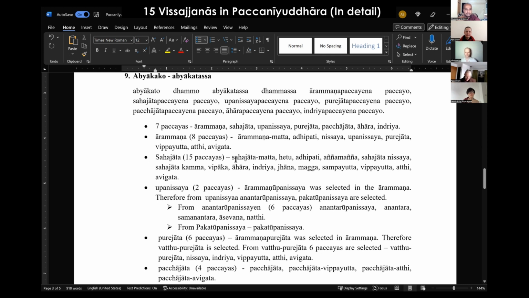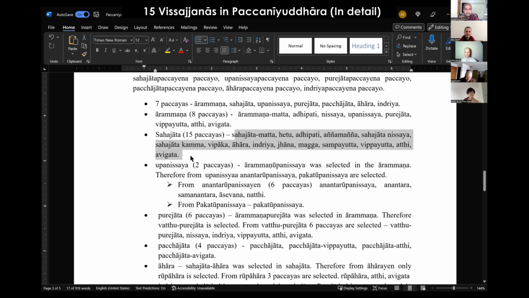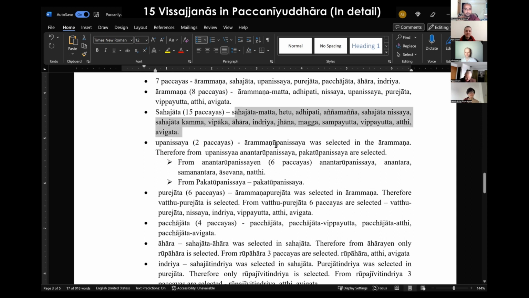And from Sahajata, all 15 Paccayas in the Sahajata group are selected. And from Upanissaye, the Ārammana Upanissaye was selected in the Ārammana. Therefore, from the Upanissaye, Anantara Upanissaye and Pakata Upanissaye are selected. From Anantara Upanissaye, 6 Paccayas are there: Anantara Upanissaye, Anantara, Samanantara, Asevana, Nathi. From Pakata Upanissaye, we have the Pakata Upanissaye Paccaya.